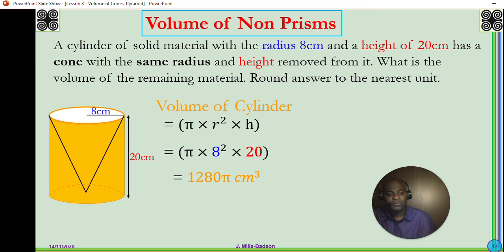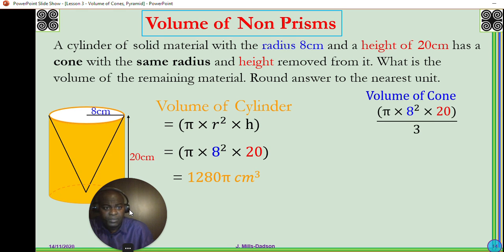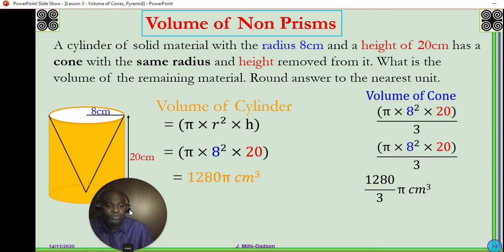Let's work out the volume of the cone that we removed. We didn't chop it off, we just created a hole inside the cylinder. That is also pi times 8 squared times 20, but divided by 3. So we have 1280 over 3 pi cm cubed.